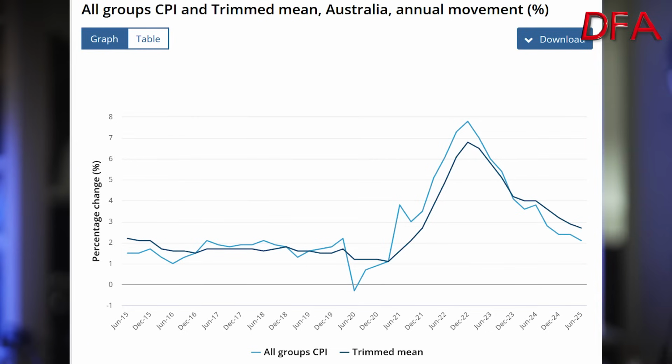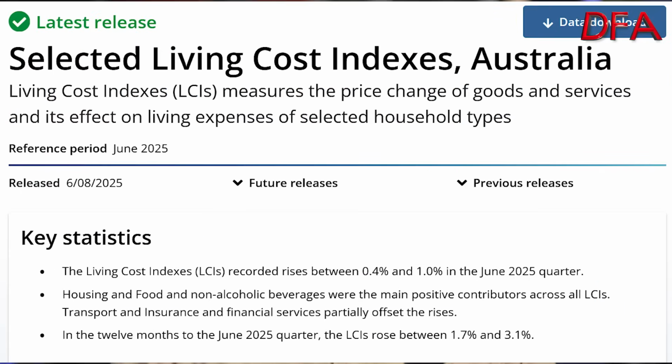Last week, the ABS released their CPI publication, which showed price changes for all households living in capital cities. But now, they've released a series of living costs indices that show how those price changes impact the living costs of different types of households. They're known as the Selected Living Cost Indices, the SLCIs.